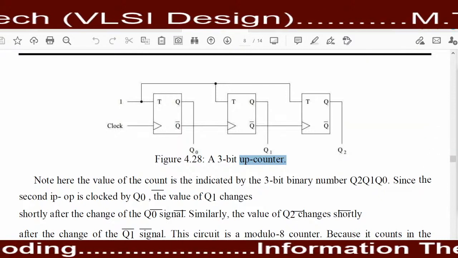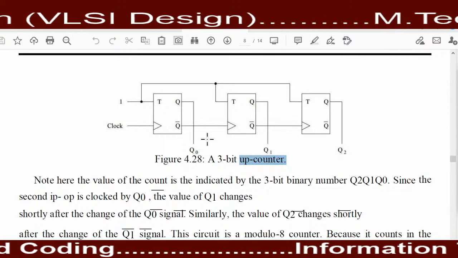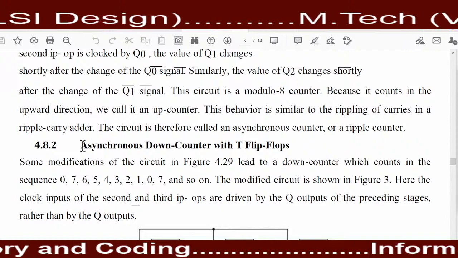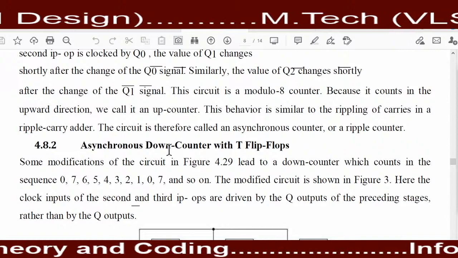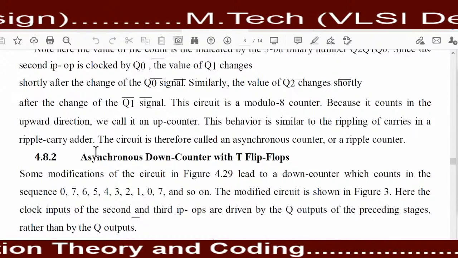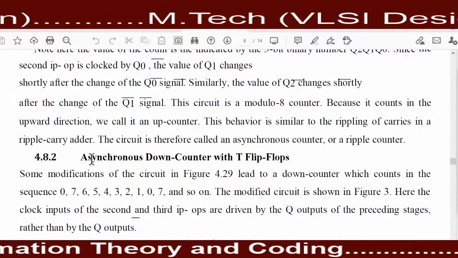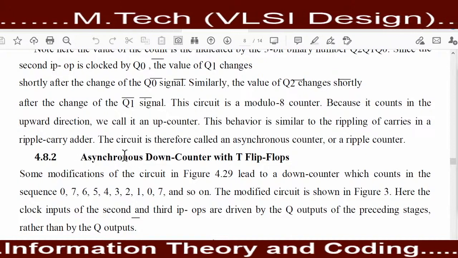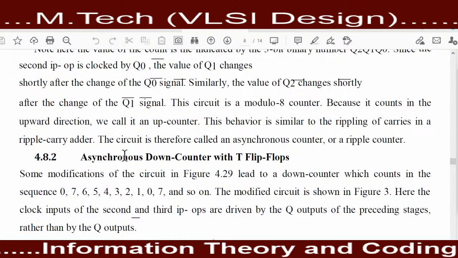Now I think this topic is clear to all of you. Now we are moving towards the asynchronous down counter. As the name suggests, an asynchronous down counter is one in which the counting sequence is in descending order.